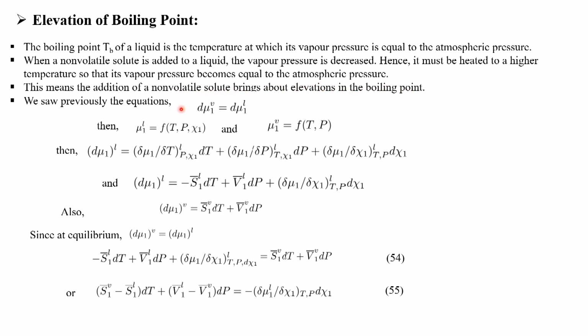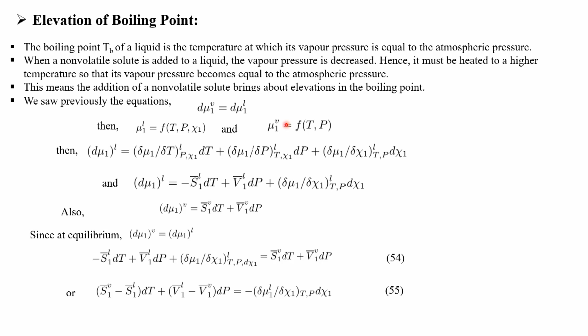We have already seen that when the liquid phase is in equilibrium with the vapor phase, for component 1, the solvent, because the solute is non-volatile here, we can write d mu 1 in the vapor phase equals d mu 1 in the liquid phase. Now we also know that mu1 L, the chemical potential in the liquid phase of component 1, depends on three variables: temperature, pressure and x1, and mu1 V depends on two variables, temperature and pressure.